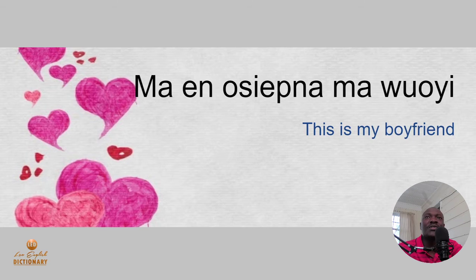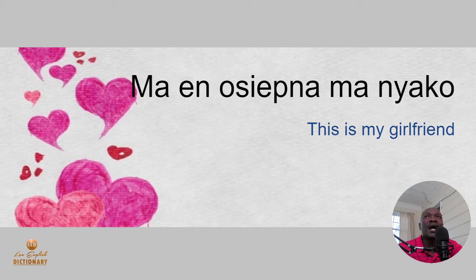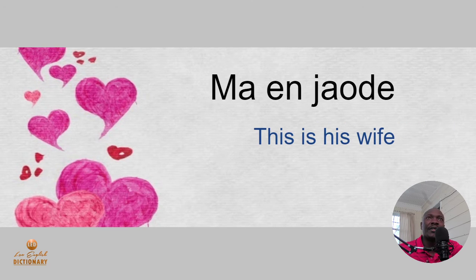If it's a girl, you'd say ma en osiepna ma nyako. So this is my girlfriend. Ma en osiepna ma nyako. That's when you're having a girlfriend.